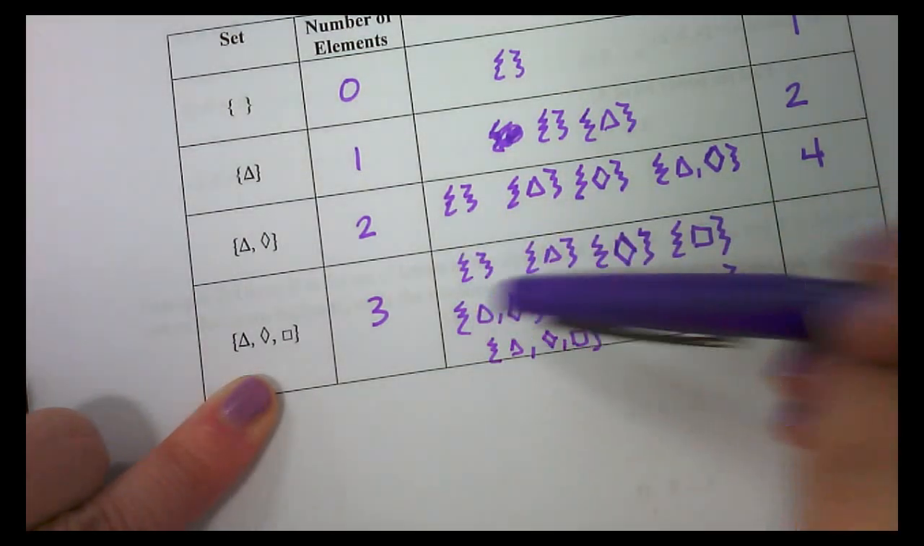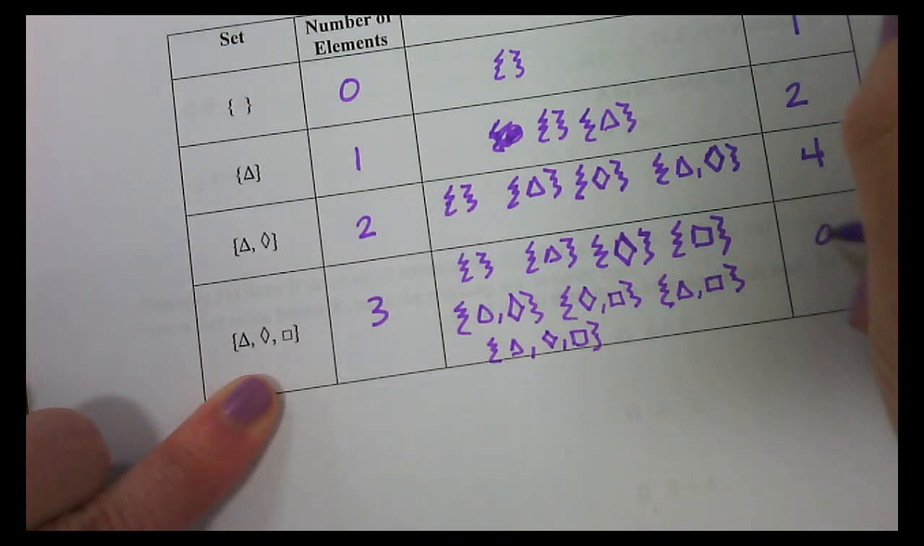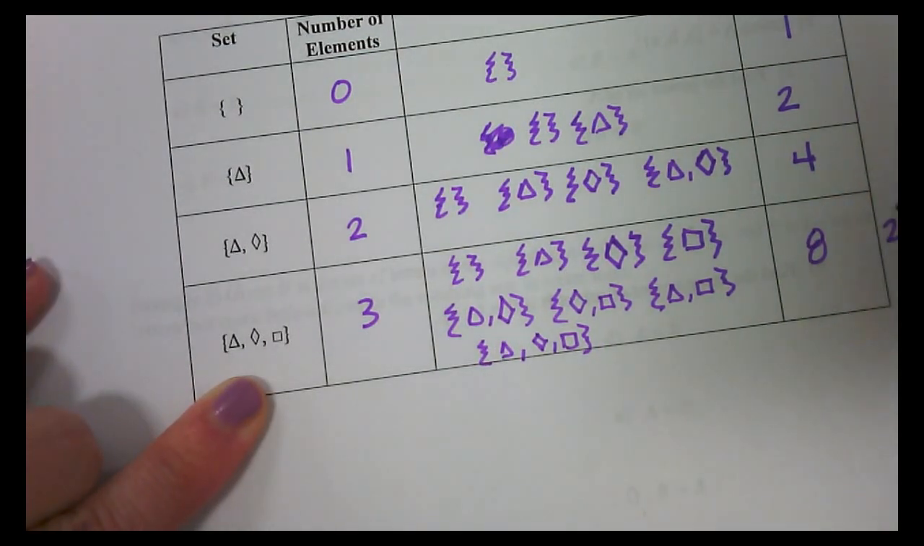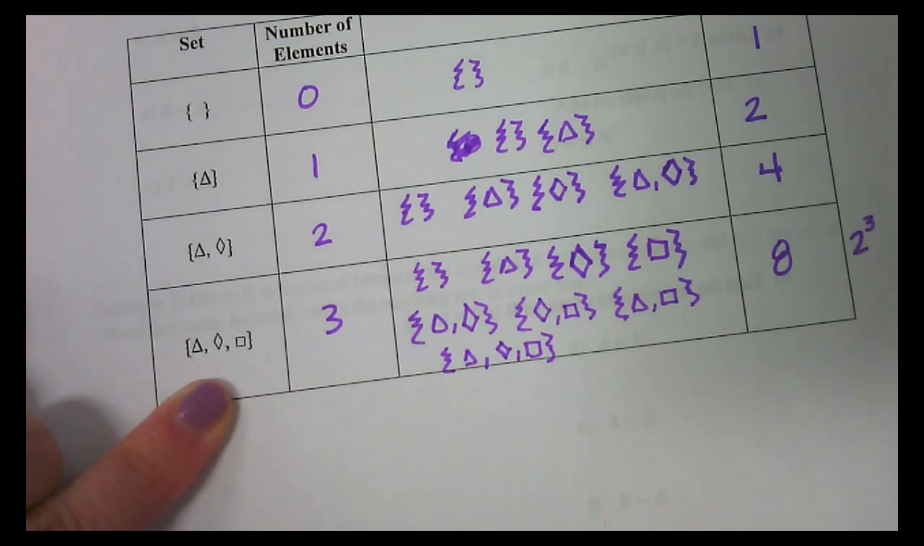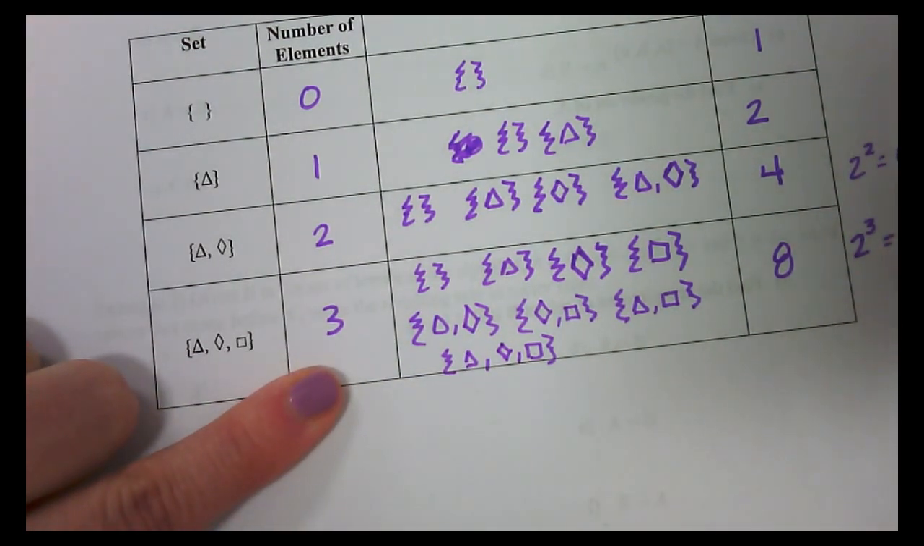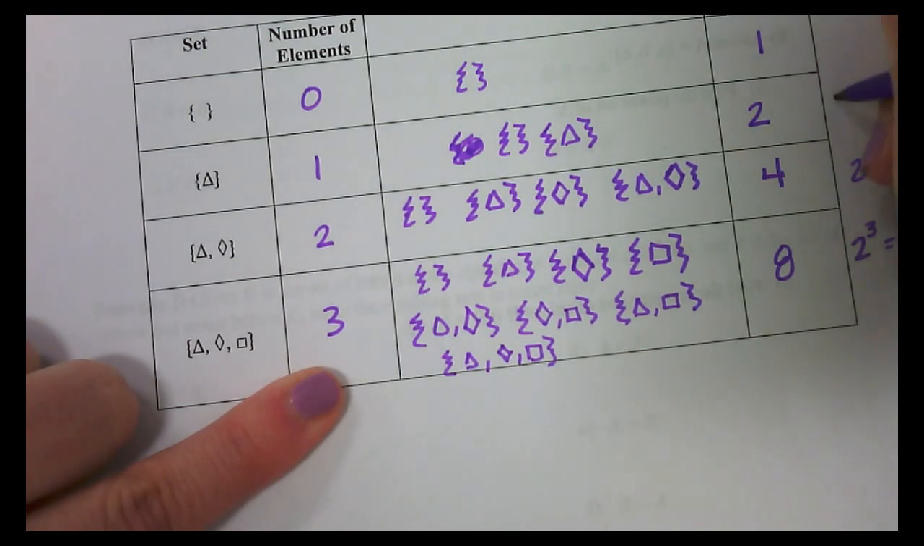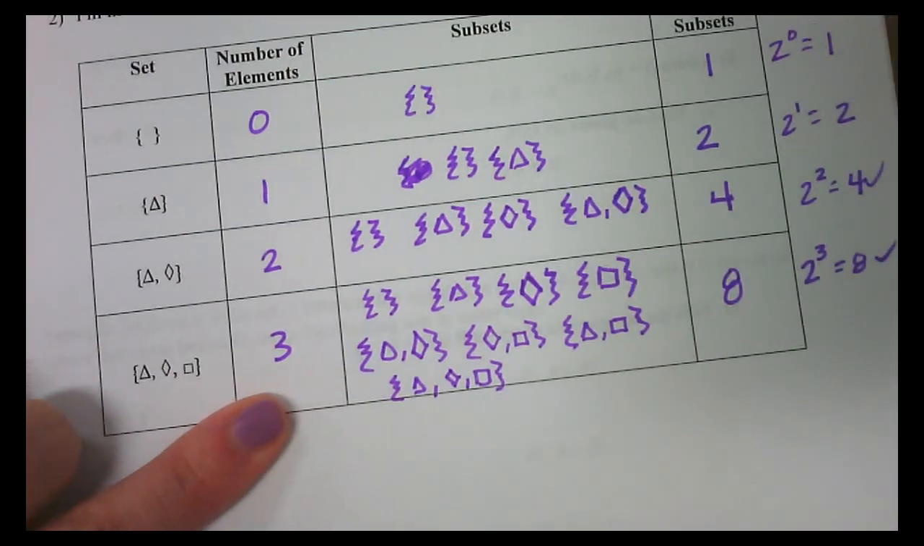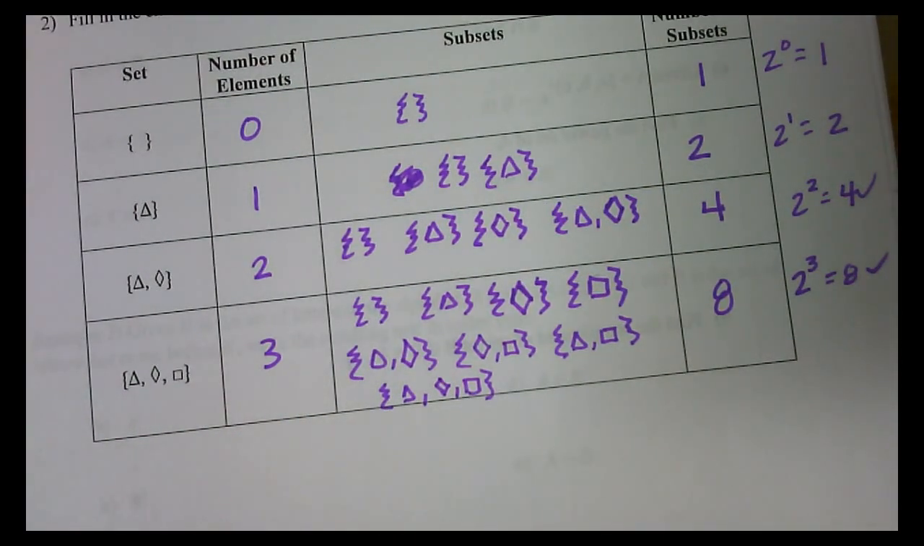1, 2, 3, 4, 5, 6, 7, 8. I have 8. Remember, we can check ourselves because it's always 2 to the n, this being our n. There's 8. 2 to the second is 4, so I didn't leave anything out. And 2 to the first is 2. And then this one, 2 to the 0 is 1. So I've got everything correct.